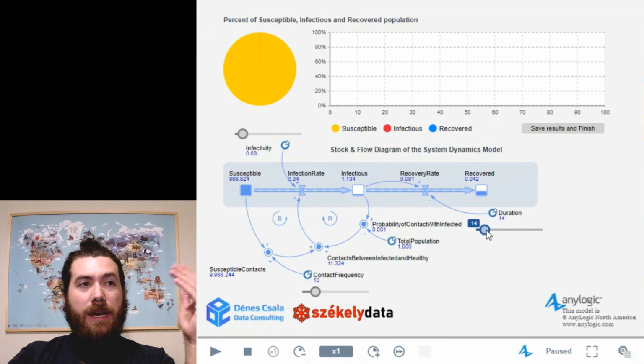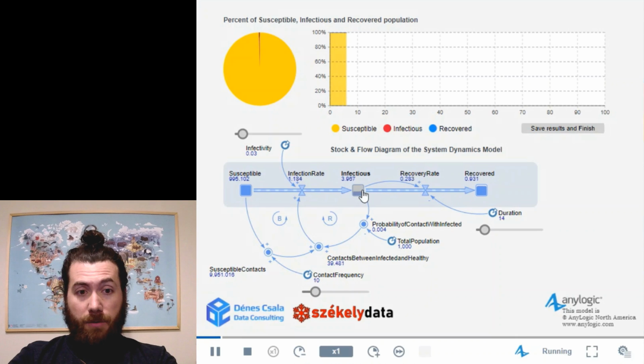Maybe the disease has a certain runoff period. So how long does it last? Let's call this a duration. This is just in terms of time units. So let's say it lasts for 2 weeks, so 14 days. And then after that, you start recovering.